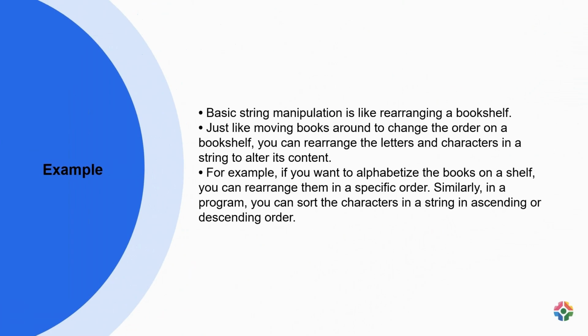Basic string manipulation is like rearranging a bookshelf. Just like moving books around to change the order on a bookshelf, you can rearrange the letters and characters in a string to alter its content. For example, if you want to alphabetize the books on a shelf, you can rearrange them in a specific order. Similarly, in a program, you can sort the characters in a string in ascending or descending order.